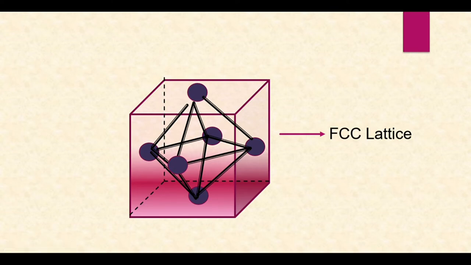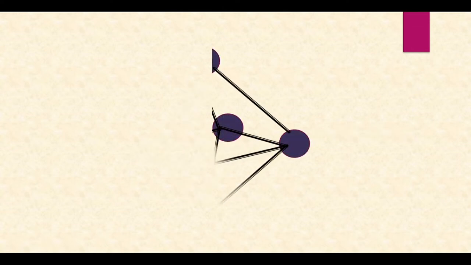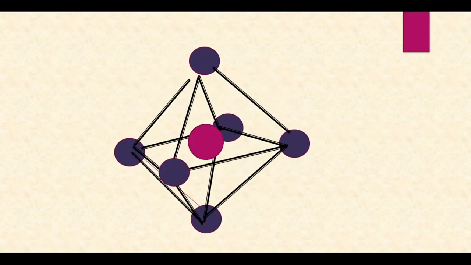And this octahedral void's position is actually the body centered position of this cube. Okay, so in this octahedral void space another atom can reside. So one octahedral void space is coming from the body centered position of the FCC lattice.